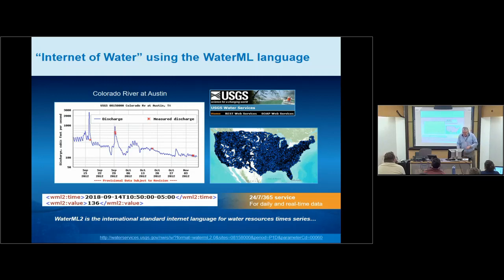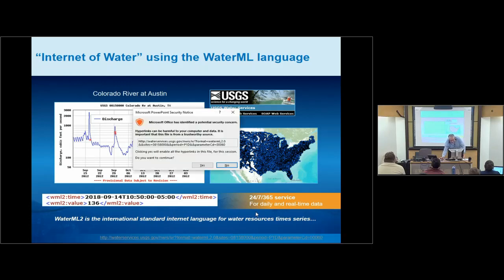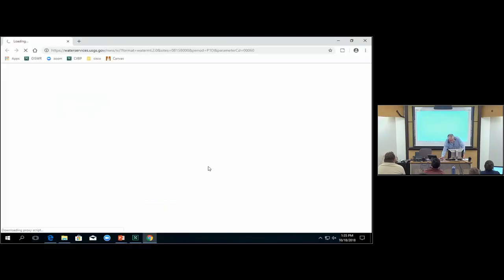So this is now the international standard for the transmission of water data. For example, I've got the loop here at the bottom, so if we just click at the bottom, we can say, yes, I want to do that. And there is the flow.